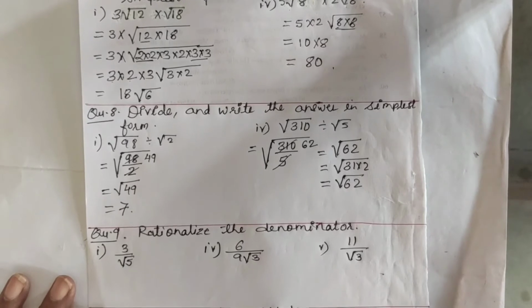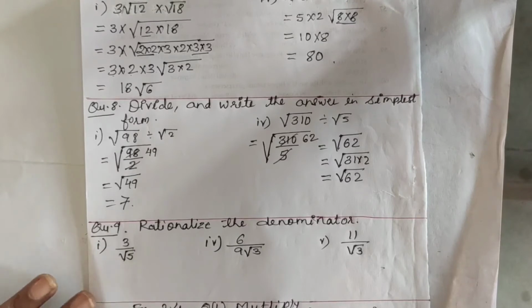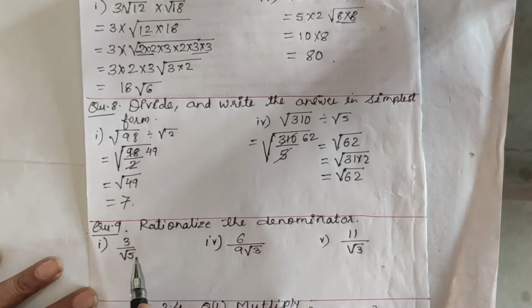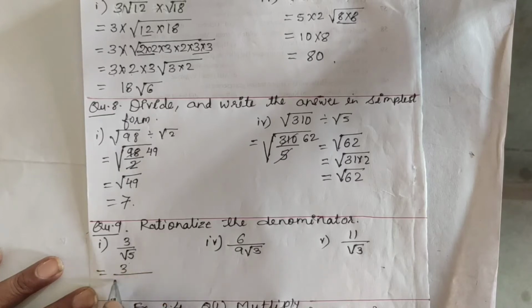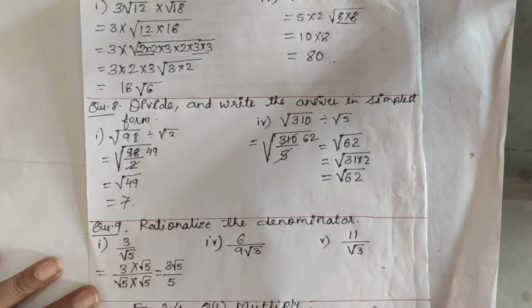Okay, now let's move to the next question. Question number 9. Rationalize the denominator. This also I explained to you, how to rationalize the denominator. It means you have to multiply numerator and denominator by the same irrational number which is in the denominator, so that the denominator becomes a rational number. See how. 3 upon root 5. Here root 5 is irrational, so you have to rationalize this. So multiply denominator and numerator by the same one, and now simplify. 3 root 5, and root 5 into root 5 is 5. So in this way you can rationalize the denominator.